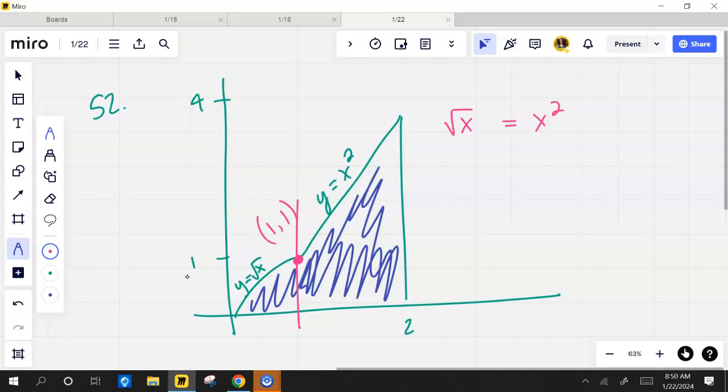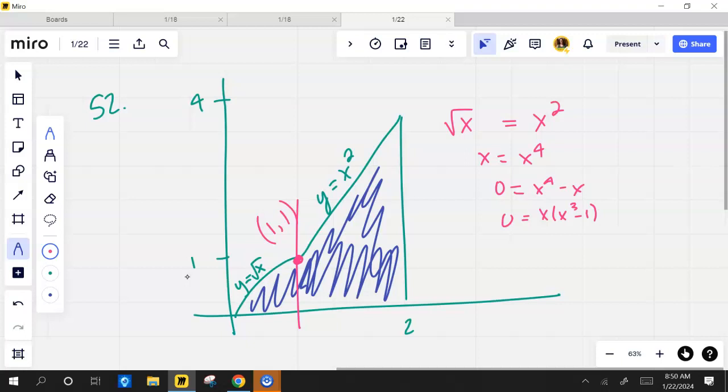It's 1, 1. Either way you did it, that would work. If I'd solved this algebraically, I'd square both sides: x equals x to the 4th. So 0 equals x to the 4th minus x. Factor out x, so x is 0 or 1. Okay, anyway, I can tell I lost y'all on that.